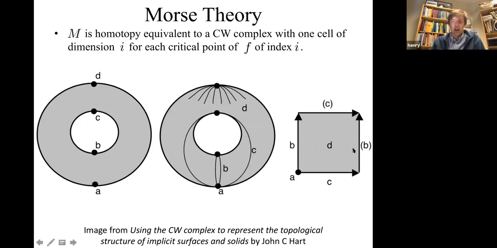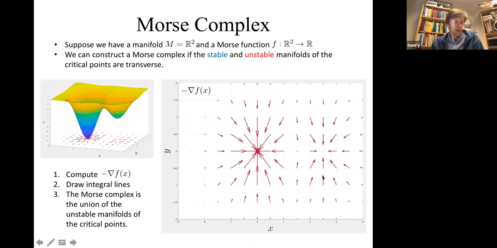So in the picture on the right, this is indeed a torus if you identify the right and left edge together to get a cylinder, and then identify the top and bottom edge to get a torus. So Enrique will now describe Morse complexes in more detail for us.